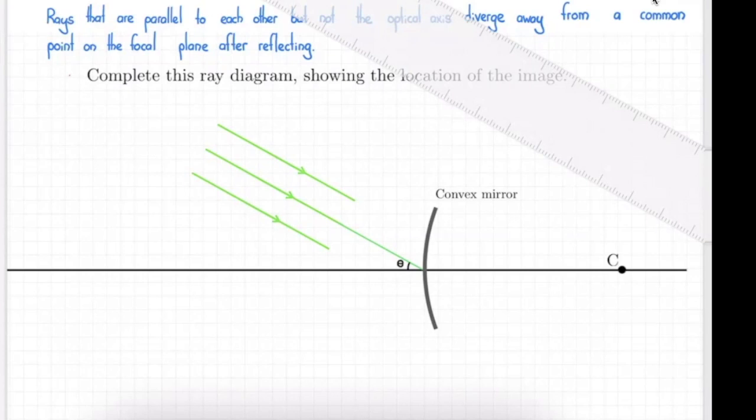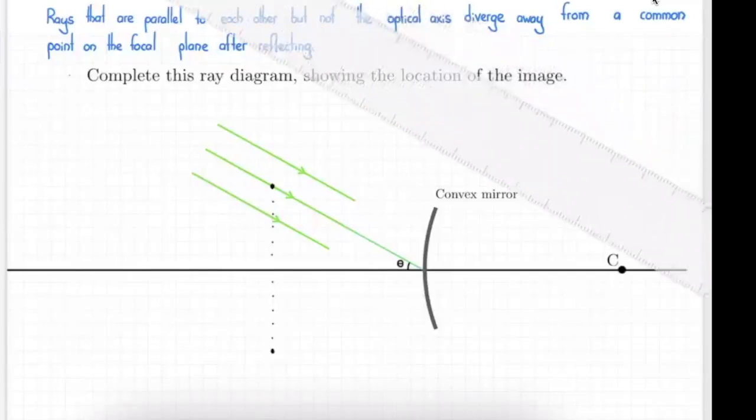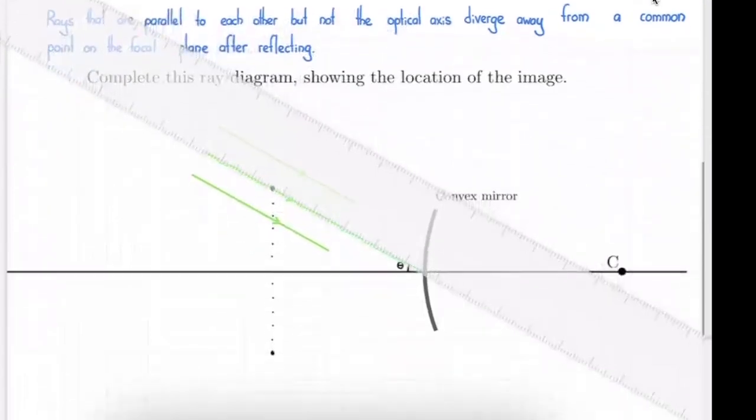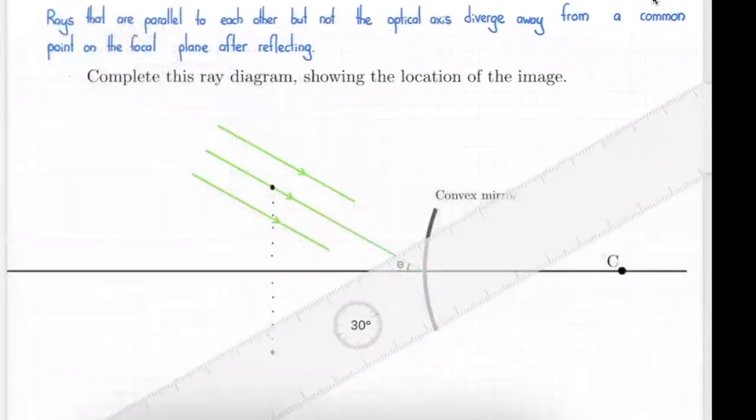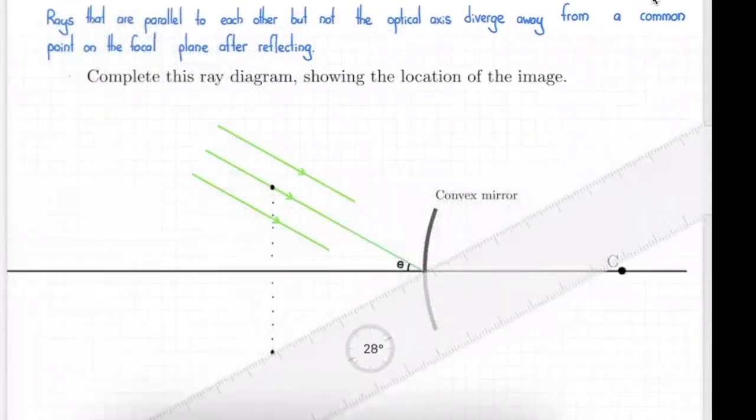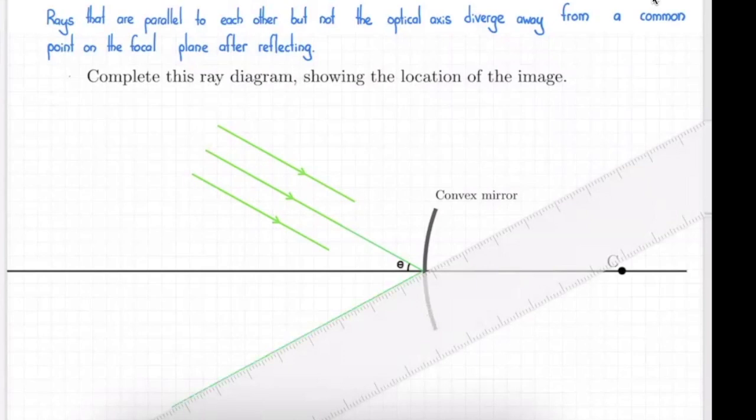If we look at the incident ray, I can see it passes through this point here, which is 1, 2, 3, 4, 5, 6 squares above the optical axis. So therefore, we want the reflected ray to pass through the point that is 1, 2, 3, 4, 5, 6 squares below the optical axis when it gets that far from the mirror. So let's put our ruler so that it passes through the vertex and that point. So the reflected ray is going to look something kind of like that.